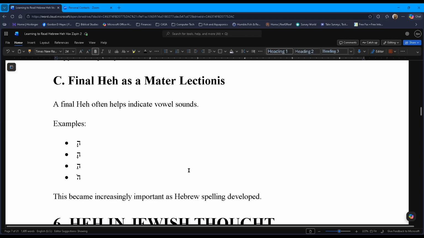So this becomes increasingly important as Hebrew spelling developed. Originally they just used the matres lectionis. Then they came up with the vowel symbols that we see here underneath: the kamets, the segol, the tsere, and the cholam.